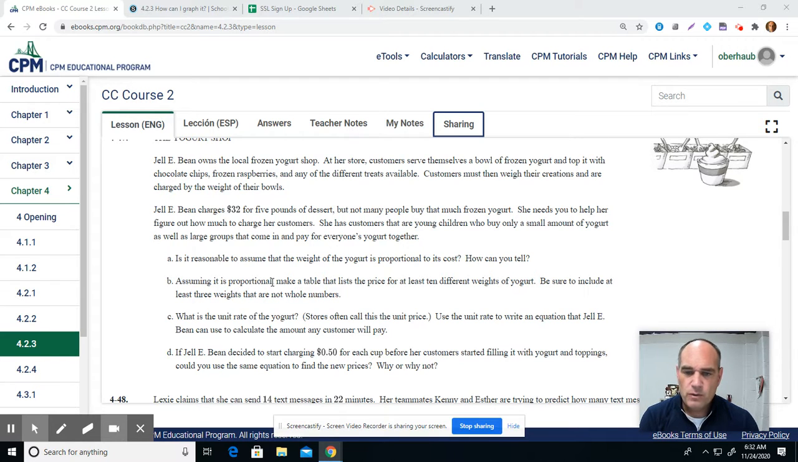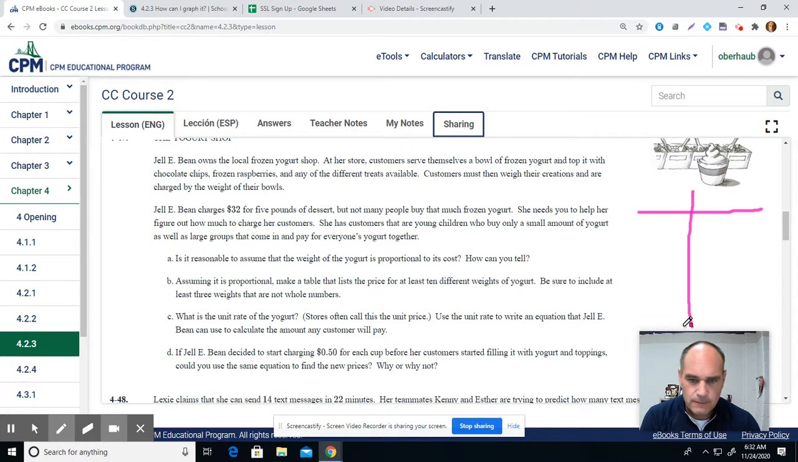Assuming it is proportional, make a table that lists the price of at least 10 different weights of yogurt. Be sure to include at least 3 weights that are not whole numbers. All right, so I'm not going to do 10 just to save some time, but on your paper you should have 10 of them. Make sure you have 3 of them that are not whole numbers. So you can do like 1.5 pounds, 2.5 pounds, 3.5 pounds. But I'm going to make a small little table. So I'm going to make a table going this way.